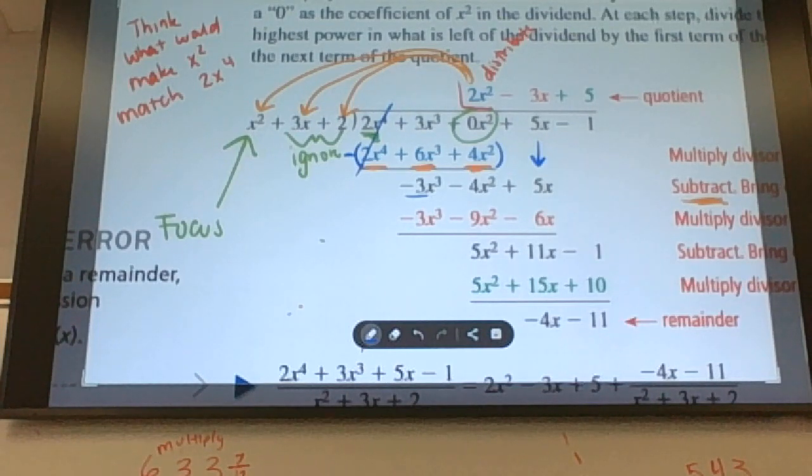Distribute it. So, what number will be the next number you multiply? Well, we're going to go back. You start the whole process over. We'll focus on this negative 3. How do you make x squared look like negative 3x squared? You multiply it by negative 3.